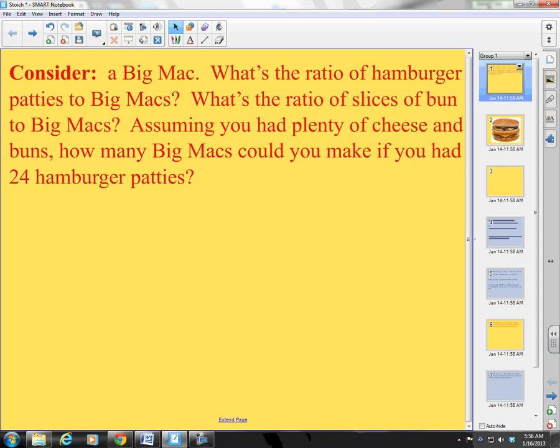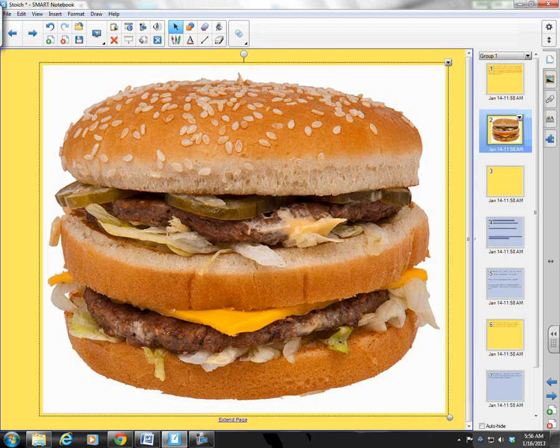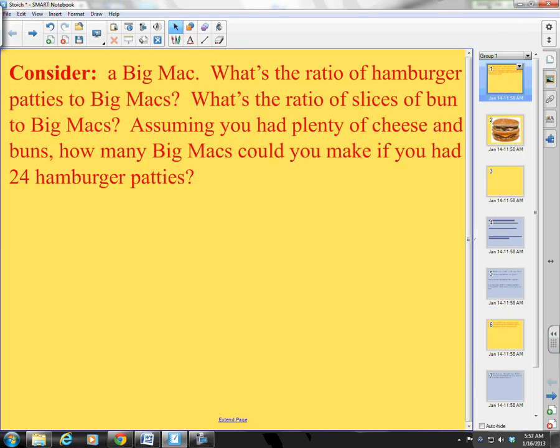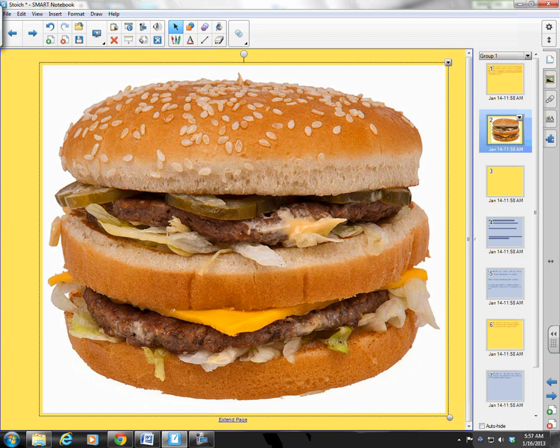So let's consider a Big Mac. What is the ratio of hamburger patties to Big Macs? Well, we first have to analyze our Big Mac, don't we? Let's look at our Big Mac. What do we have here? There is a hamburger patty, and there is a hamburger patty, so we have two hamburger patties, right?